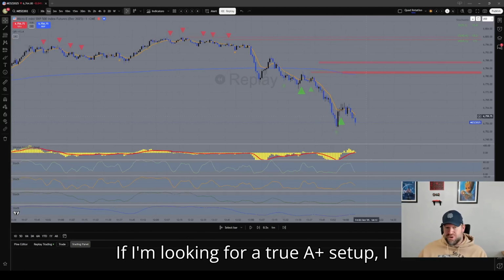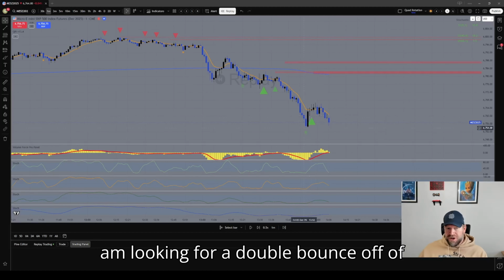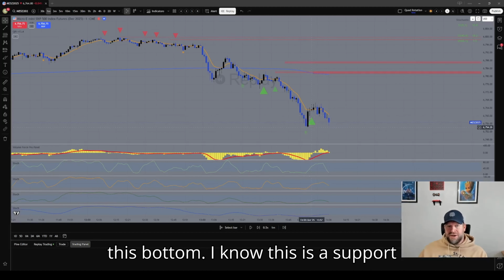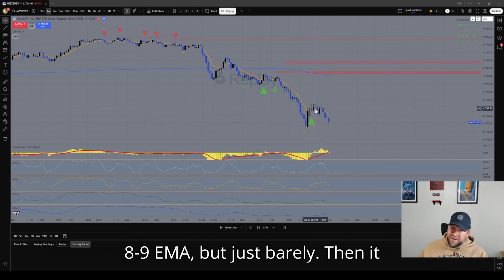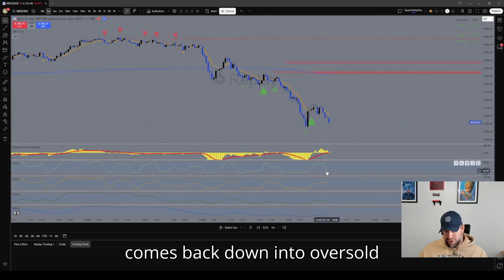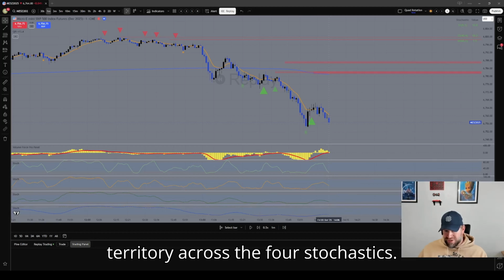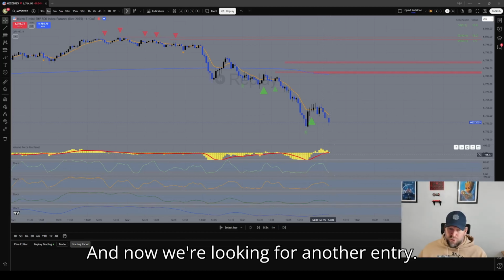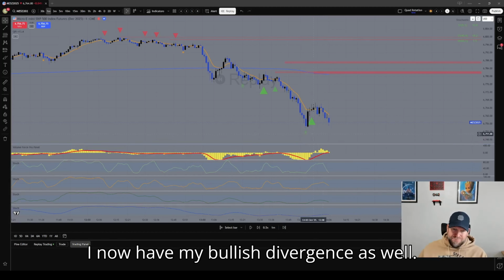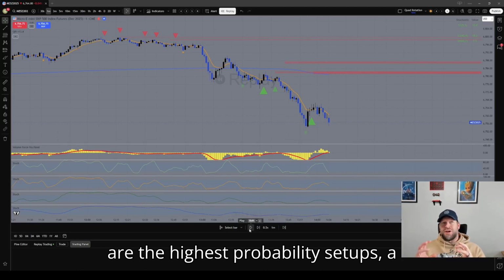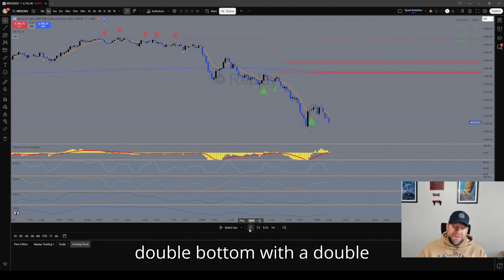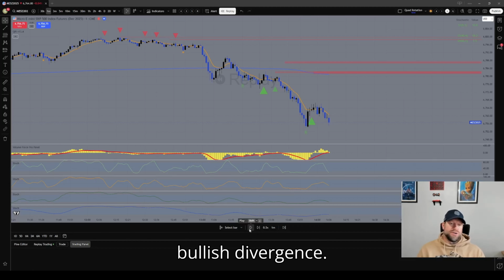If I'm looking for a true A plus setup, I am looking for a double bounce off of this bottom. I know this is a support level. It is now pushed up beyond the 9 EMA, but just barely. Then it comes back down into oversold territory across the 4 stochastics. And now we're looking for another entry. I now have my bullish divergence as well. Be nice if I even got another one. Those are the highest probability setups. A double bottom with a double bullish divergence.